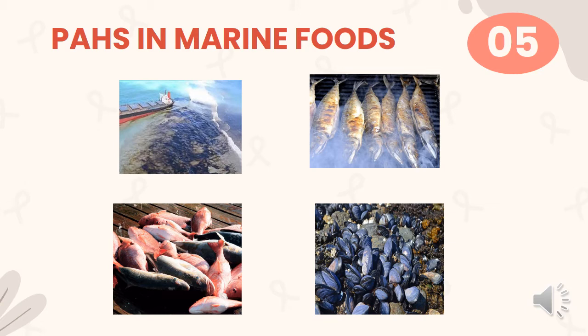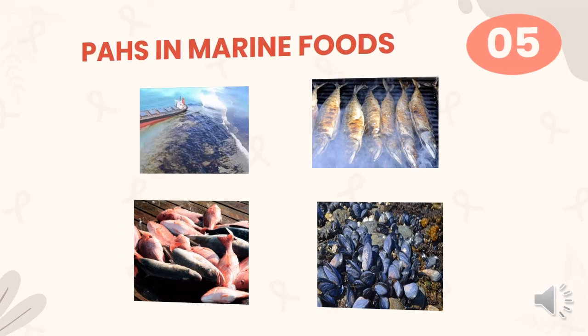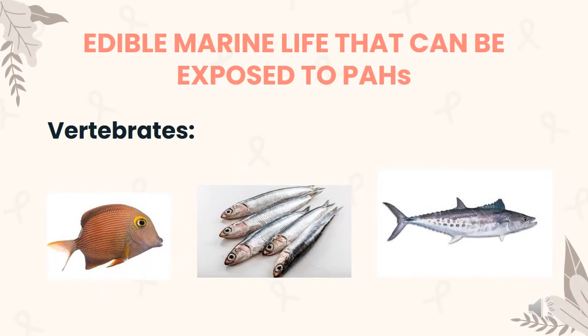Marine species are widely used as bioindicators for environmental pollution because contaminants from seawater and their diet can be concentrated in their tissues, thus enabling the assessment of bioaccumulation, bioconcentration, and biomagnification through the food chain. Marine life that can be exposed to PAH contamination can be divided into two groups, vertebrates and invertebrates.